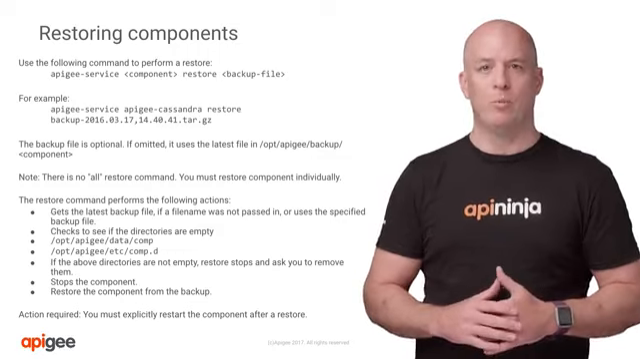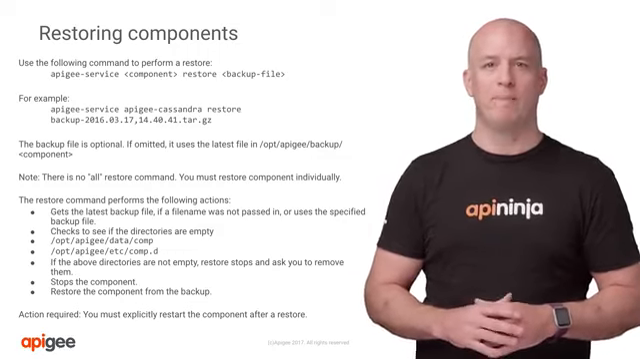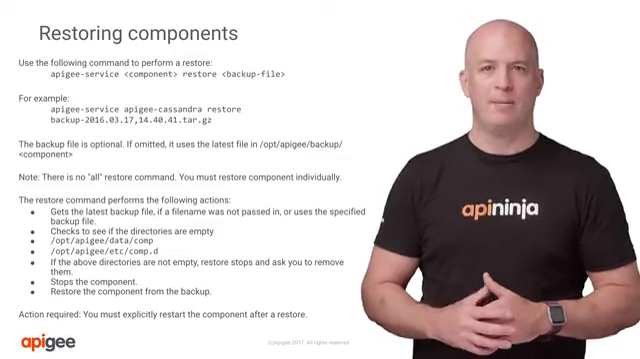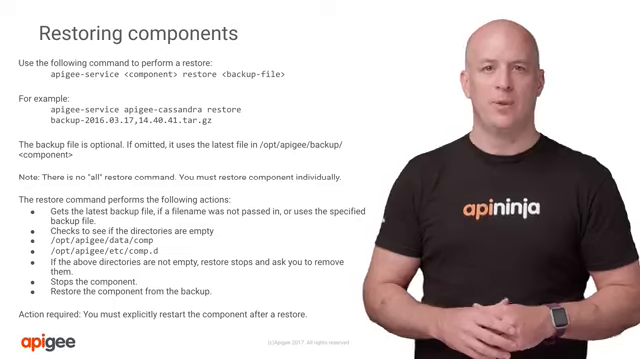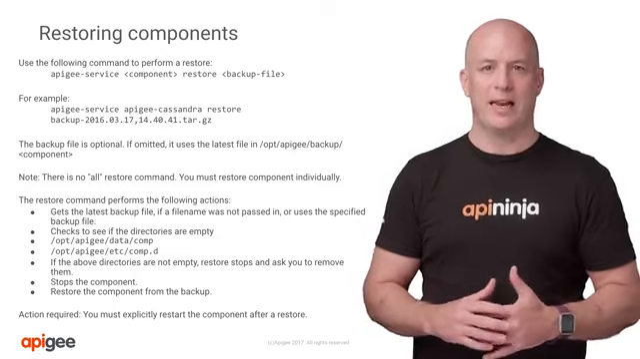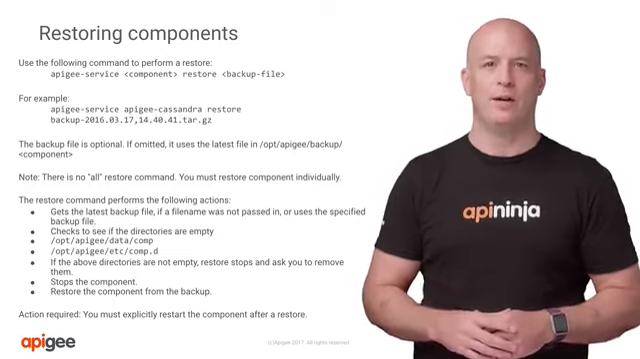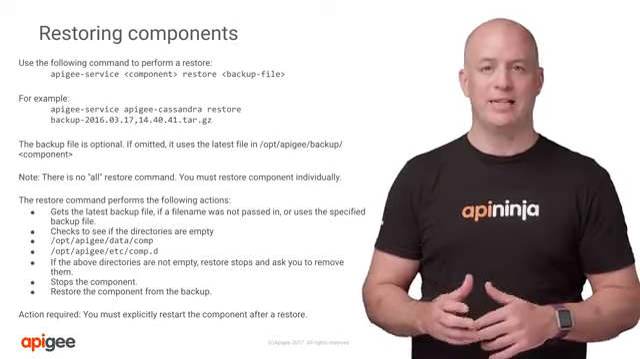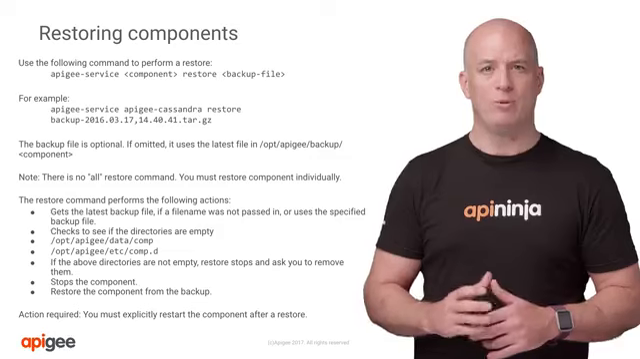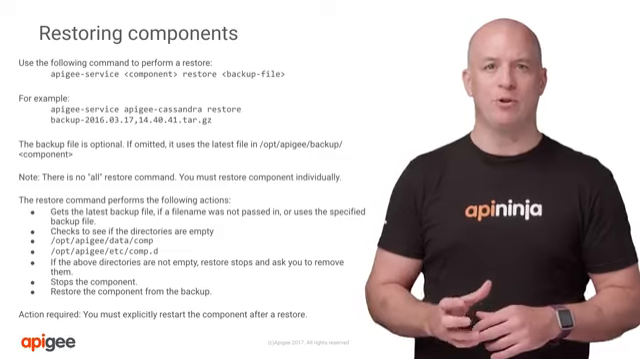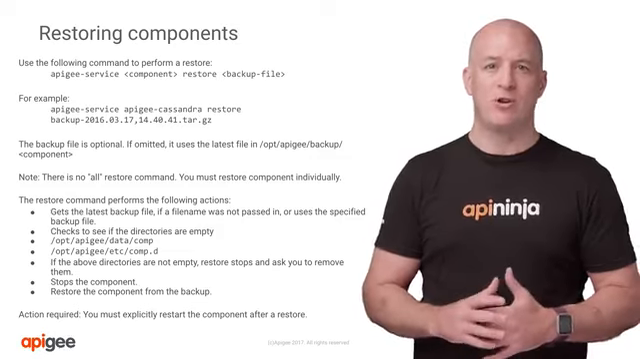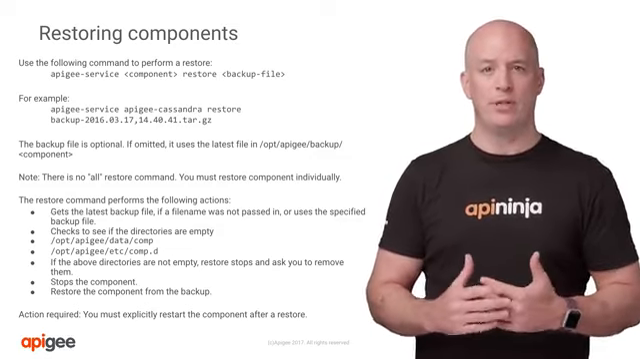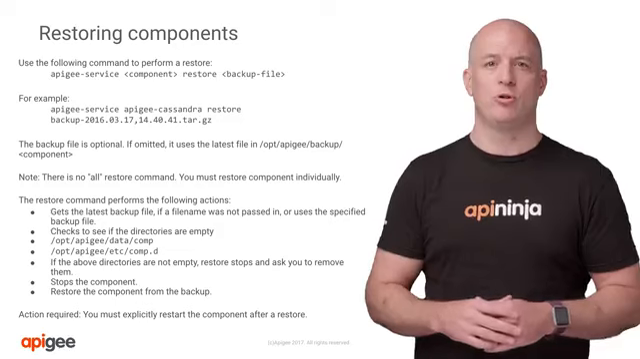In our example, we are restoring Apigee Cassandra using a backup from the 17th of March 2016. The restore command performs the following actions. It uses a specified backup or gets the latest backup if no file was specified. It checks to see if the following directories are empty. These are /opt/apigee/data/component-name, and /opt/apigee/etc/component-name.d. If these directories are not empty, the restore will halt and you'll be asked to remove them. If the directories are empty, the backup is restored.